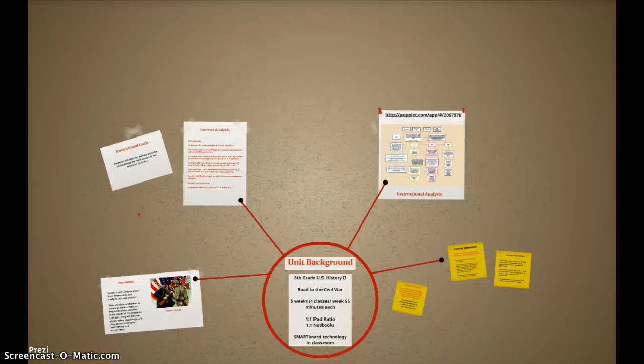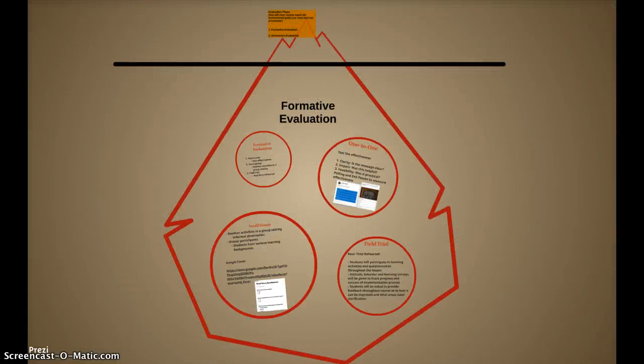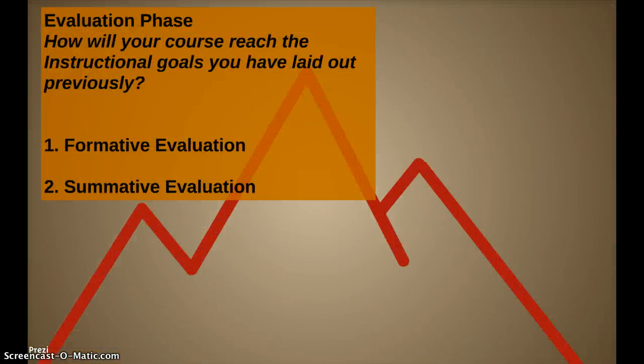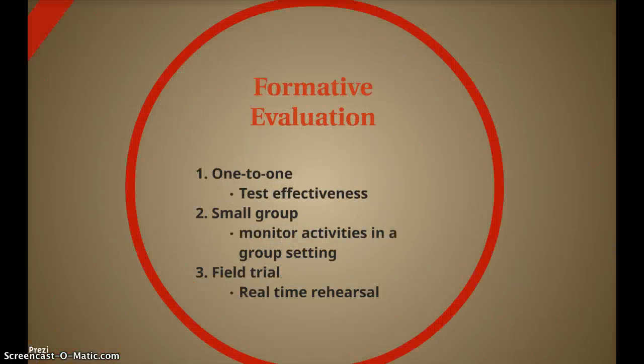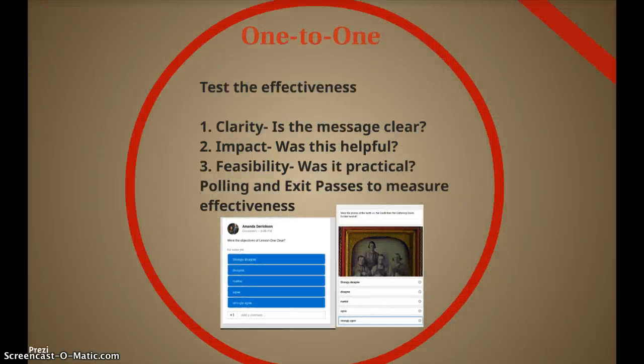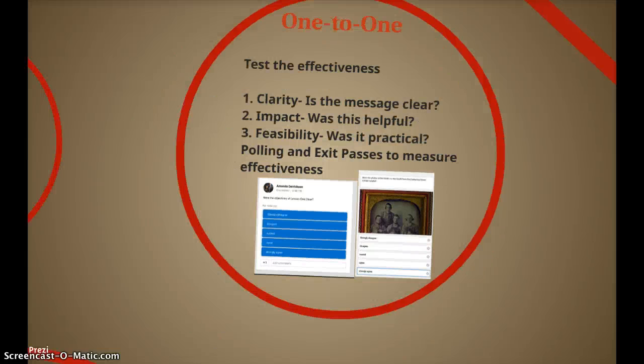And now we're moving on to the evaluation stage. This is broken up into 2 parts, formative and summative evaluation. Here we have one-to-one, small group, and field trial. With this, we have to test their clarity, impact, feasibility. So they're going to have polling and exit classes to measure effectiveness.